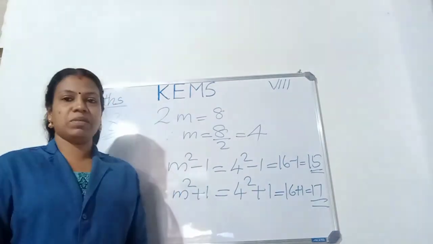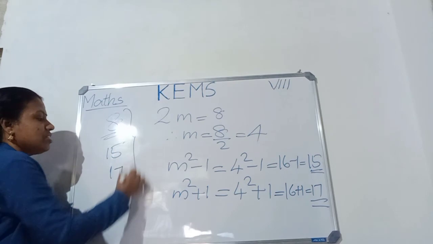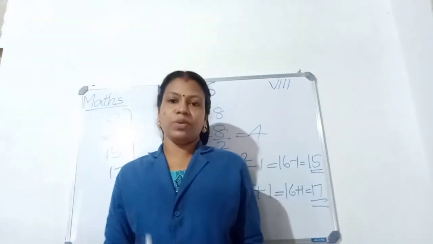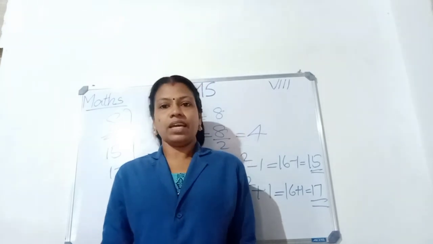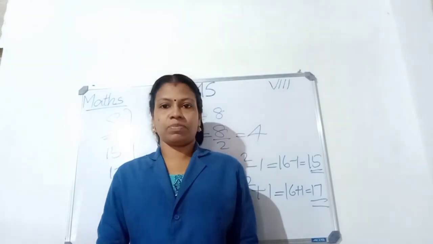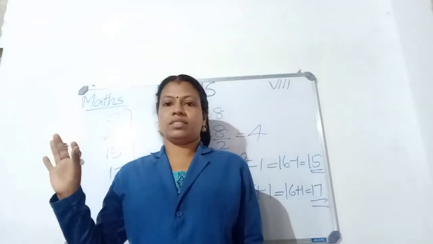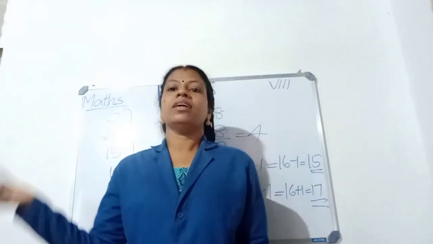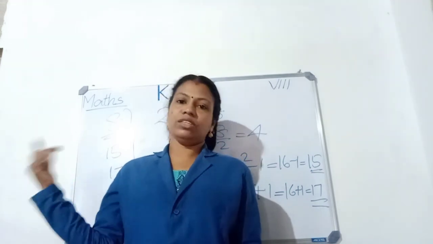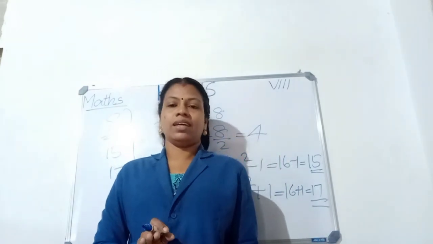So these are the three members. First member is 8, second one 15, and third one 17. So these three numbers form a Pythagorean triplet. If one of the members is given, then you can find the other two members. Using the general form, we can find the Pythagorean triplets. Here, already one member is given, so we can find the other two members. Now, is it clear?